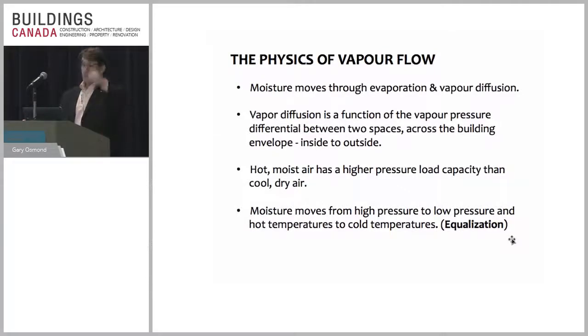What we know about moisture: moisture flows through evaporation and vapor diffusion. Vapor diffusion is a function of vapor pressure on 2 different sides of a space, the wall, the envelope. We are certainly clear that hot, moist air has a higher pressure load capacity than cold, dry air. We know that moisture moves from high pressure to low pressure, or it's called equalization. Turn off the mechanical system here, and let's see how warm, how fast it gets. Right? It's equalization. It's one of those phenomena that is not going to go away. It's here. We have to deal with it.